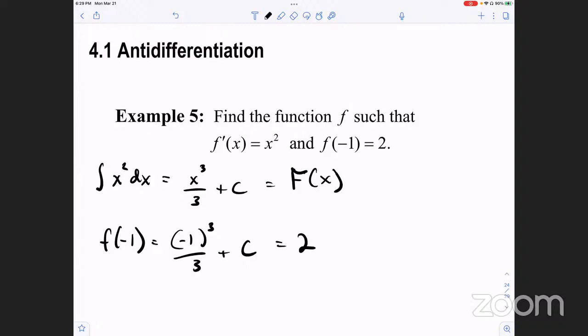Left and right, what is this? That's going to be a -1/3. So just add 1/3 to both sides. C equals 2 1/3. 3 times 2 is 6, 7/3.